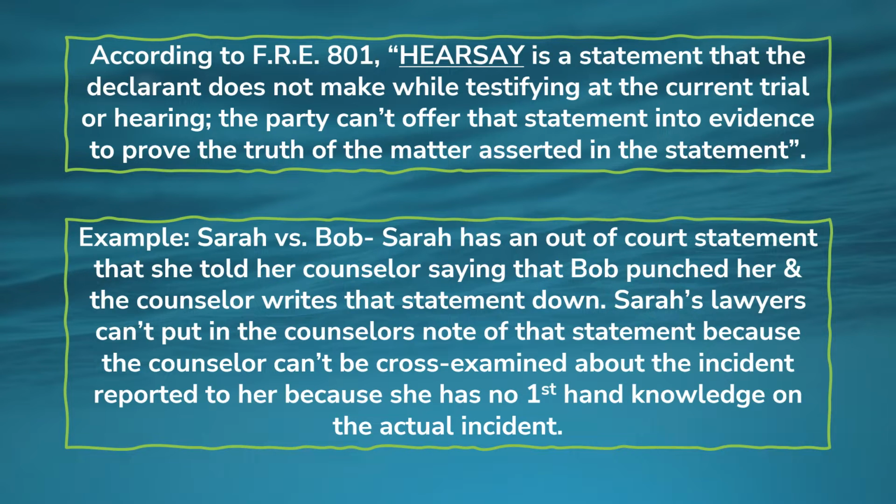For example, if we have Sarah versus Bob, Sarah has an out-of-court statement that she told her counselor, saying that Bob punched her, and the counselor writes this statement down. Sarah's lawyers can't put in the counselor's note of that statement because the counselor can't be cross-examined about the incident reported to her, because she has no first-hand knowledge of the actual incident.